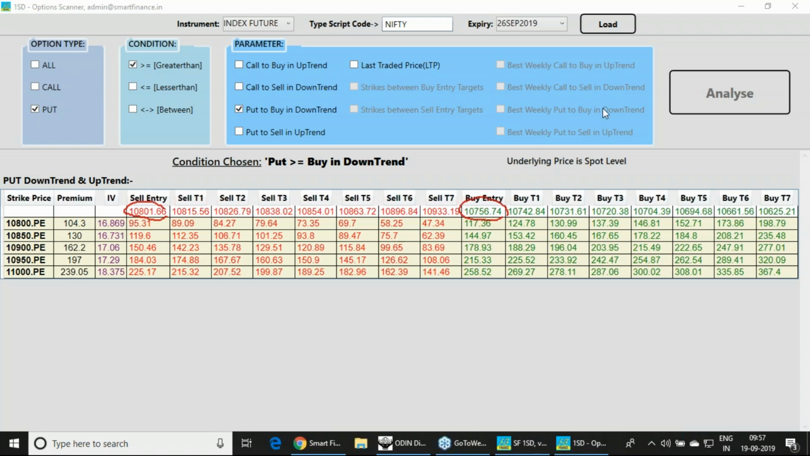So the conclusion is, when the underlying asset gives you a trend breakout, that is when you can enter. So you are with the put options. You will buy the put options when the underlying asset goes to the 10,756 level. At that time you should buy the put options based on the current situation.